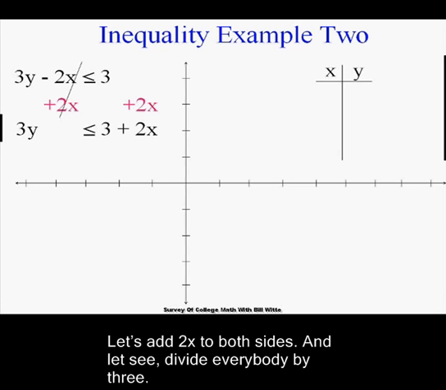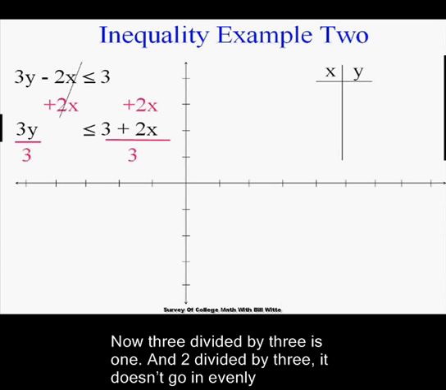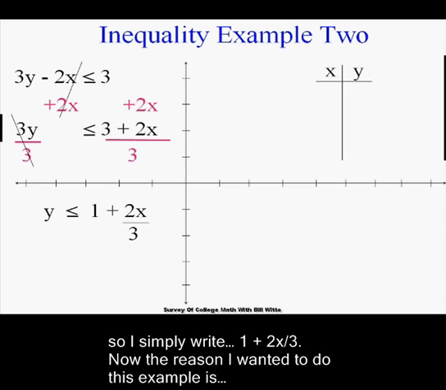And let's see, divide everybody by 3. Now, 3 divided by 3 is 1. And 2 divided by 3 doesn't go in evenly. So I simply write 1 plus 2 divided by 3, or 2/3, we call it.